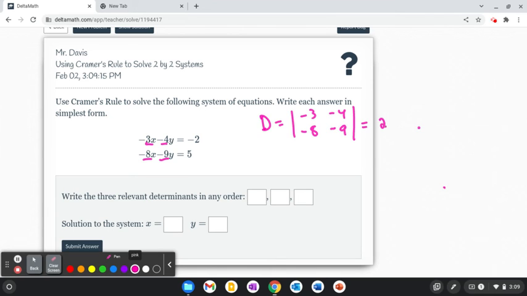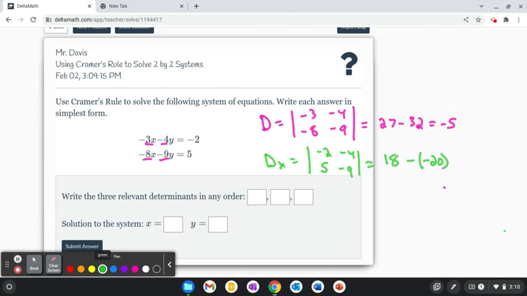This is going to be +27 minus +32. So that's -5. Our next one, d sub x. We're going to swap out the x column with -2 and 5 and keep the y's as -4, -9. We then get 18 when we cross multiply minus a -20. Cross multiply there, so that becomes a plus. So we get 38.